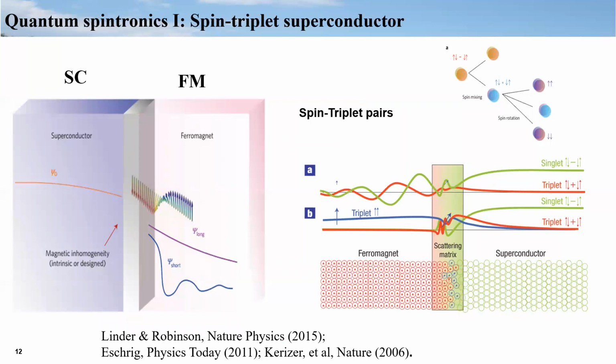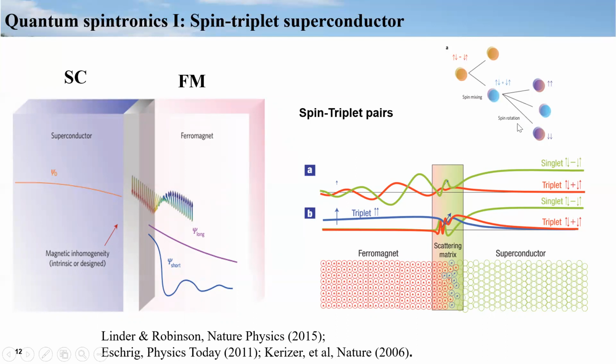Because of this, magnetic materials generate an electric exchange, a ferromagnetic exchange field. This will rotate the spin of the Cooper pairs, the spin singlet Cooper pairs, and this will generate a spin mixing effect, which simply rotates the spin polarization and makes it a non-spin-polarized spin triplet pair.